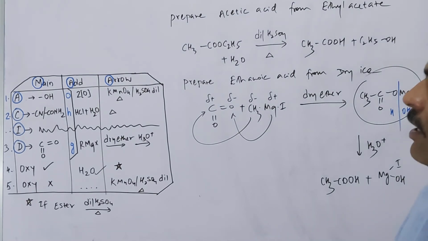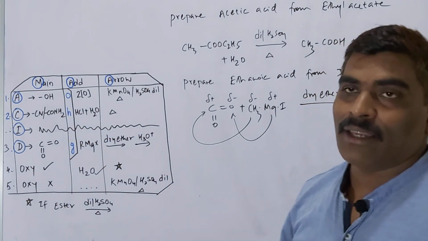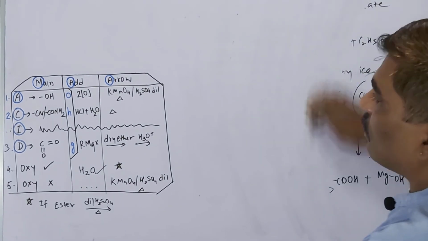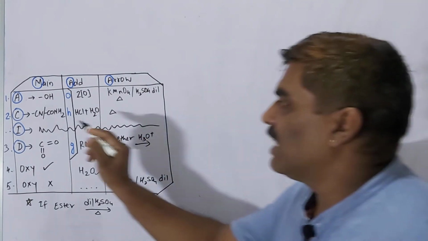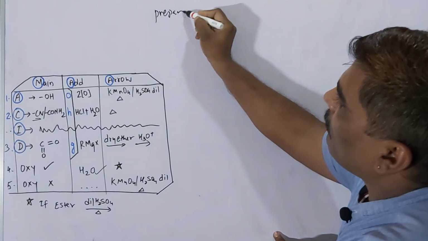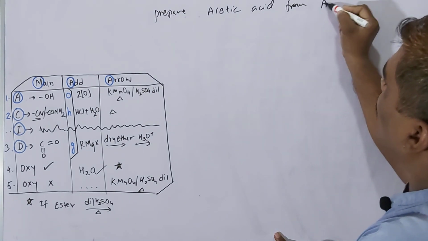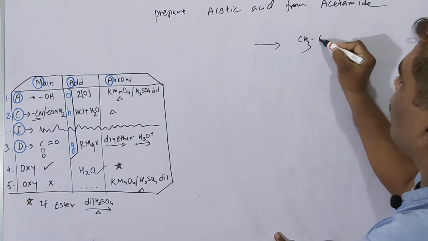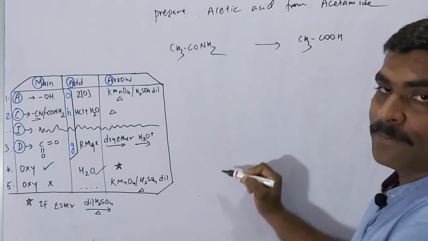Many more questions we did here, with alcohol, cyanide. These all are done. Only amide is remaining, and that is very simple to understand. With cyanide, similarly amide, I want to say, prepare acetic acid from acetamide. As you know, acetic acid is this and the acetamide structure one should know is this.